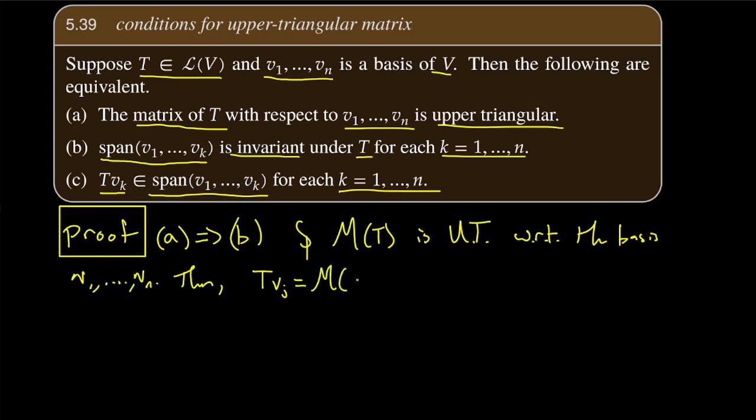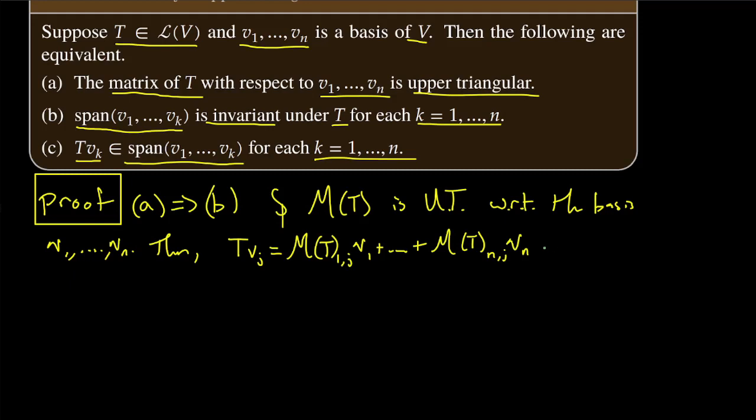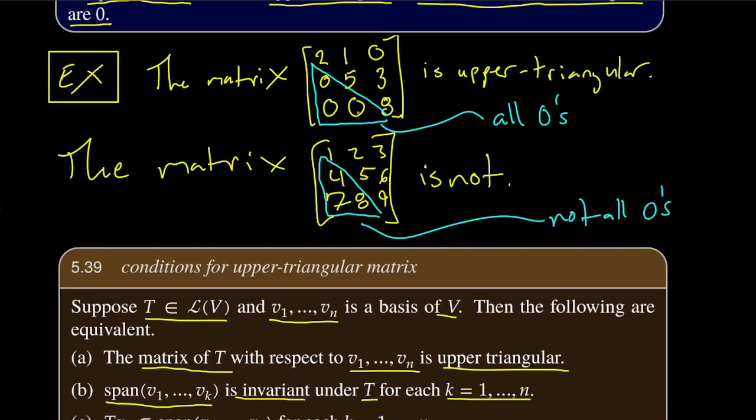It's M(T)_{1,j} v1 plus dot dot dot all the way down through M(T)_{n,j} vn, which, notice, if the matrix is upper triangular, this means everything in the lower triangle is zeros. What are the entries there?